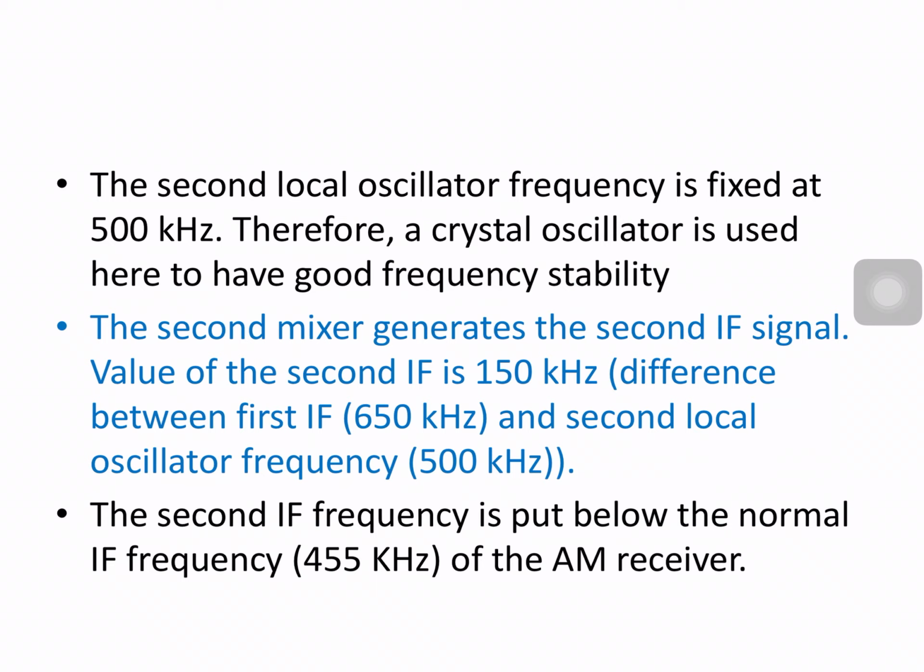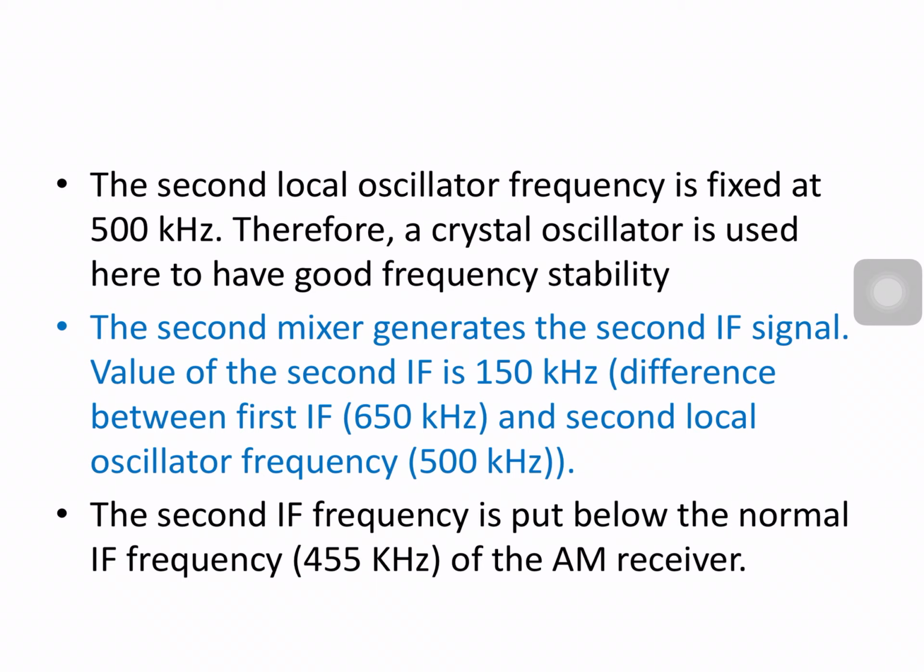Therefore, a crystal oscillator is used here to have good frequency stability. The second mixer generates the second intermediate frequency signal, and the value of the second intermediate frequency is 150 kilohertz. It is the difference between the first IF, which is 650, and the second local oscillator frequency, 500 kilohertz. So the second intermediate frequency is 150. Why? Because it is the difference of the first IF and the local frequency.